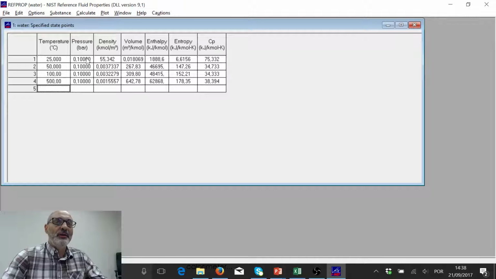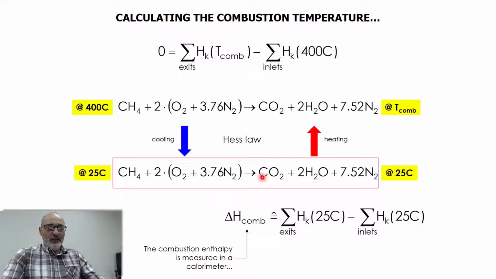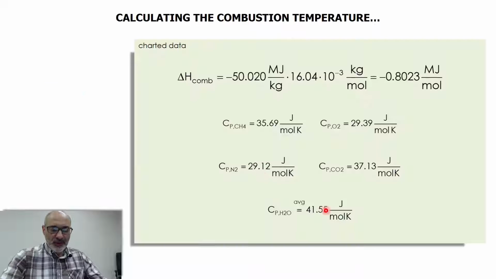You can also vary the pressure. So what I did was calculate an average number representing all these specific heats, okay? Is there any question about this calculation that I did? Okay. So that's why I'm using this average number here, because it changes a lot for water.